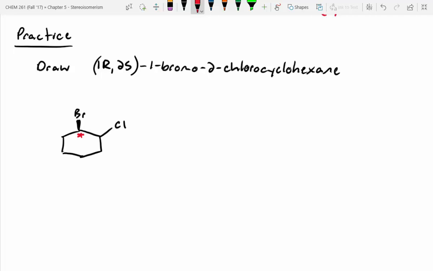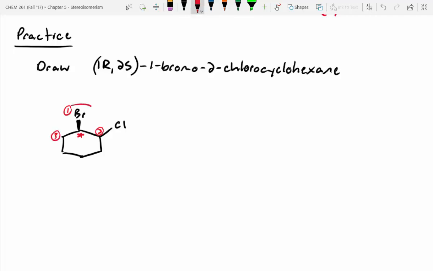Okay, highest priority we know would be the bromine, that's heaviest. And then if we look over here and over here, it's a carbon-carbon tie, but which one will be higher? The one with the chlorine. So I'm going to say 1, 2, and then over here, this must be 3.